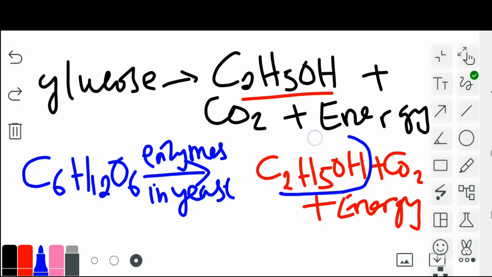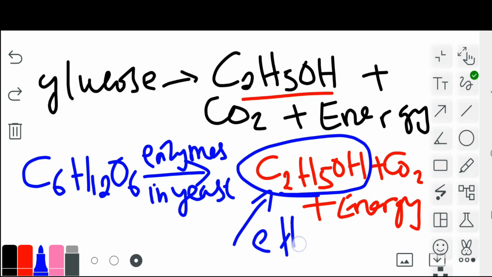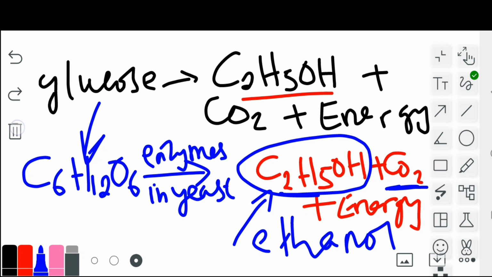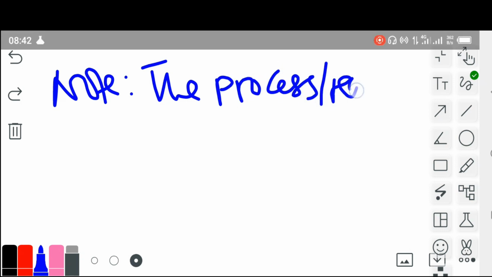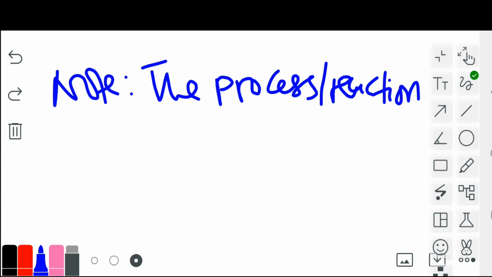Okay, so this is the thing that we're interested in. So this is ethanol, okay? Then this is glucose. Of course, that is carbon dioxide, and then also energy. Now, the whole process is called fermentation, okay? And note, the process or reaction is exothermic.